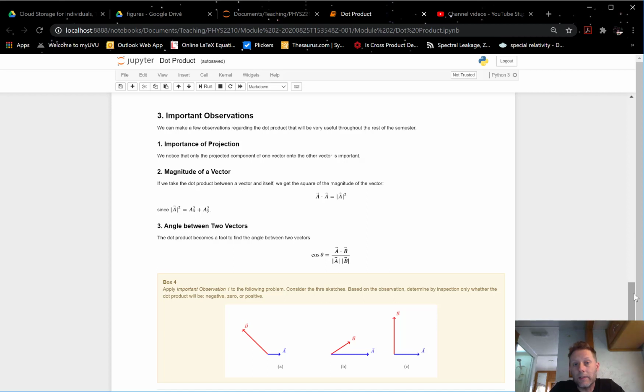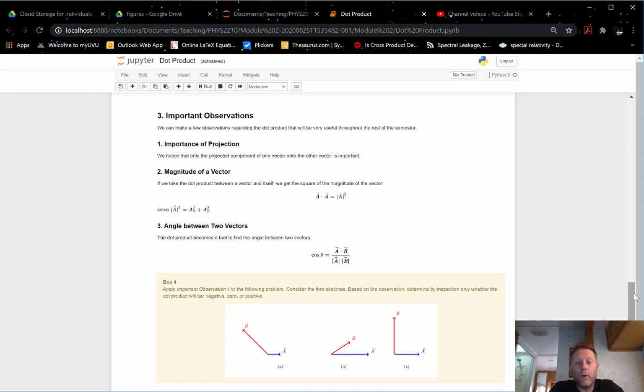The magnitude of a vector, based on the way we wrote the dot product in the second form, in component form or analytic form, we can see if we take a dot product between a vector and itself, we're getting the square of the length of that vector. And that's a really important property if you take the next level of physics, but also in math.